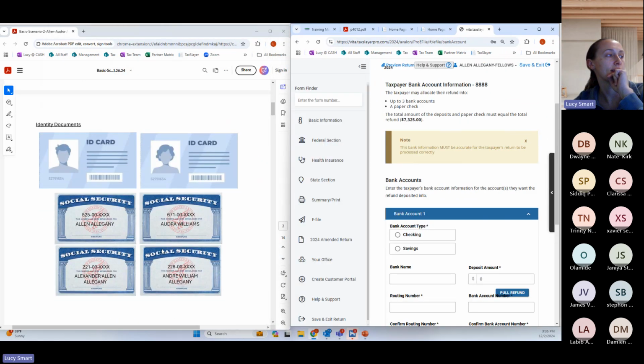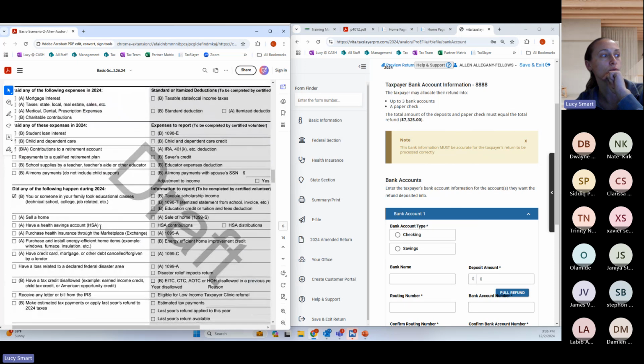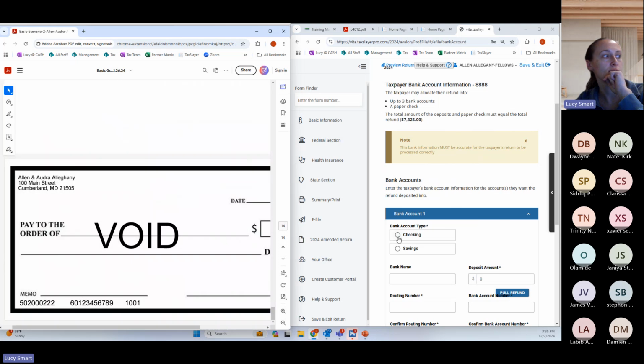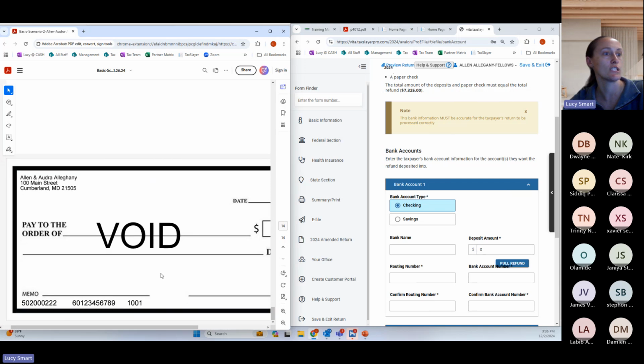They said on page 1 of the intake form, if they're due a refund, they want it direct deposited. And they didn't say split between accounts, so they just want it all in one account. They brought us a void check, so we know the numbers. It's a checking account because they have checks. Their bank name doesn't say on here, so we'll just make it up. Usually, obviously, it will say, and you can just ask.